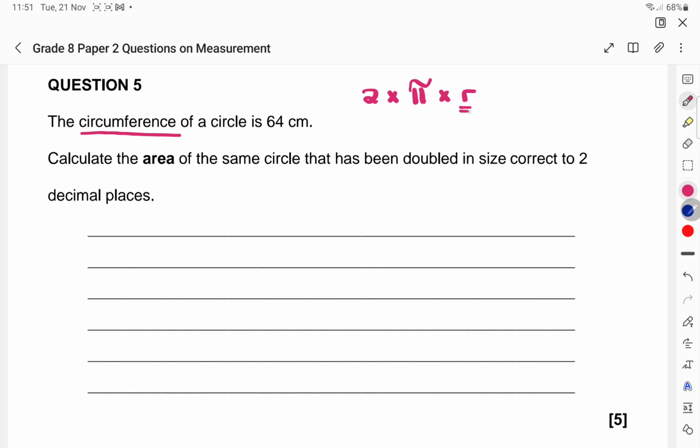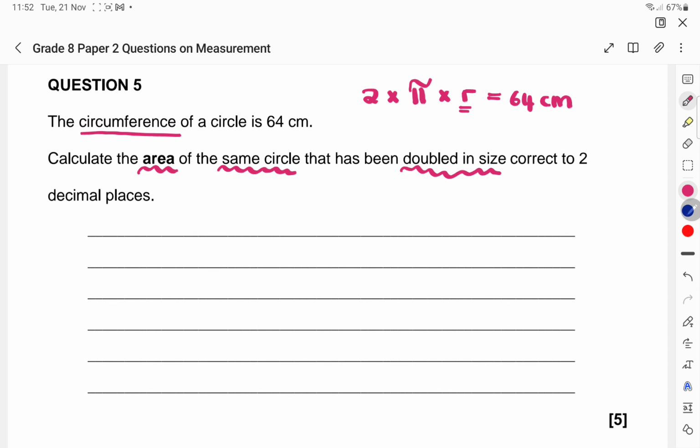Now remember, the only value missing there is r. Pi is a number, 3.14 and so on, and 2 is also a number. So the only one missing there is the radius. And they're telling you the circumference is 64 centimeters. Now they say to you, calculate the area of the same circle that has been doubled in size, correct to 2 decimal places.